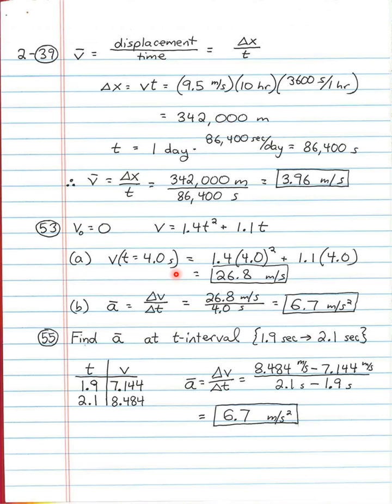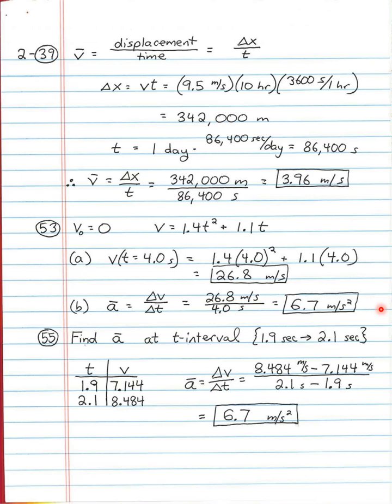Question B asks, find the average acceleration for this interval. Average acceleration is change in velocity over time increment. Well, the change in velocity, it went from 0 to 26.8. So 26.8 minus 0 is that numerator, 26.8 meters per second. It did it in 4 seconds, so we divide those, and we get an average acceleration of 6.7 meters per second squared.